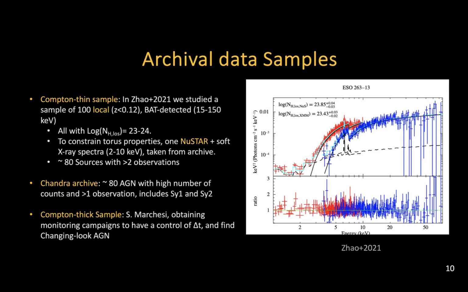The second project is based on capitalizing on the Chandra archive, using hardness ratios. I'll go more in depth into it later. We'll have about 80 AGN as well, with a lot of observations, and it includes both obscured and unobscured AGN. The final project is about Compton-thick AGN, these very obscured AGN. This project is mostly led by Stefano and based on obtaining new monitoring campaigns. And I'm going to be skipping this one in favor of having Stefano explain his work someday.